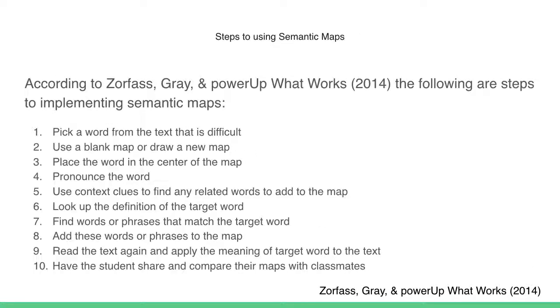Okay, so now I wanted to talk about the steps to actually using a semantic map. So that was a really specific example of what a teacher would do in a lesson in the classroom and really explain and go through what they would need to be looking at and how they would discuss and share and collaborate. So specifically, if you're wanting to implement a semantic map, you could pick a word from the text that may be of difficulty for the child.